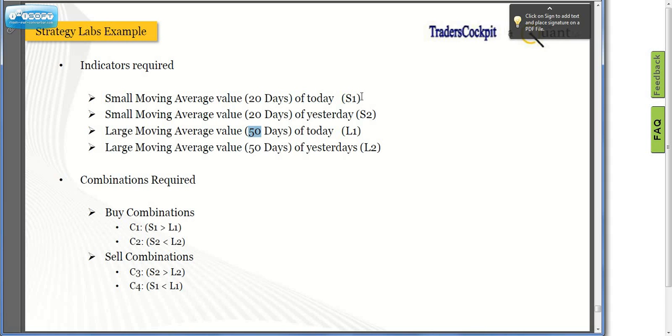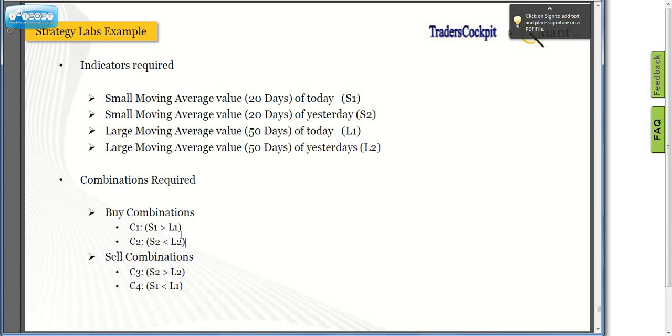To define a crossover, you actually require 4 indicators. One is today's 20-day moving average, we call it S1. Yesterday's 20-day moving average, we call it S2. Today's 50-day moving average, let's call it L1, and yesterday's 50-day moving average, L2. We require yesterday's values because you have to define a crossover. If today's 20-day is more than the 50-day (C1), but yesterday the 20-day moving average was less than the 50-day (C2), meaning yesterday the 20-day was below the 50-day line and today it has crossed over. So if the C1 and C2 conditions I just defined are met, the crossover has happened.